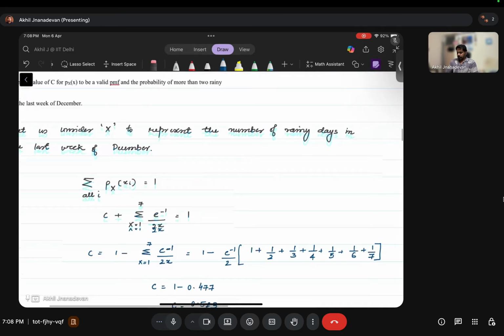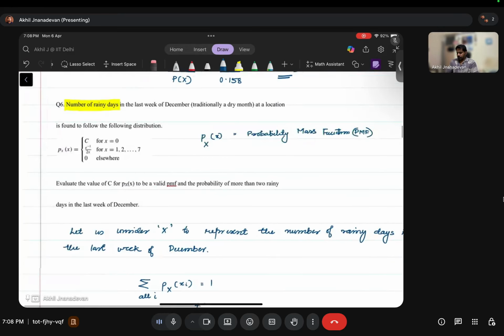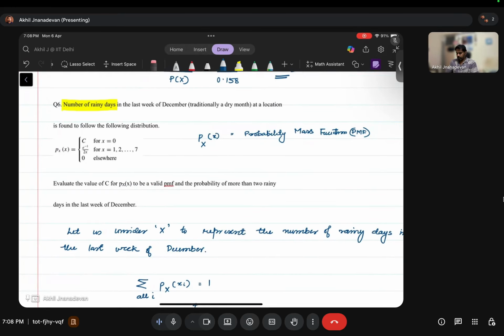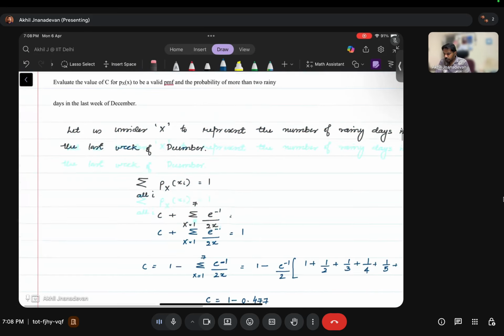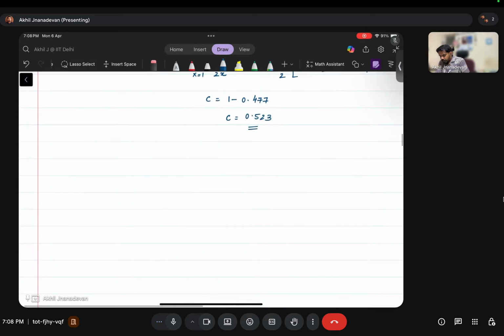So this defines our PMF. We found what C is also. So the next question is, and it is a valid PMF now because the total sum of all will be equal to 1.